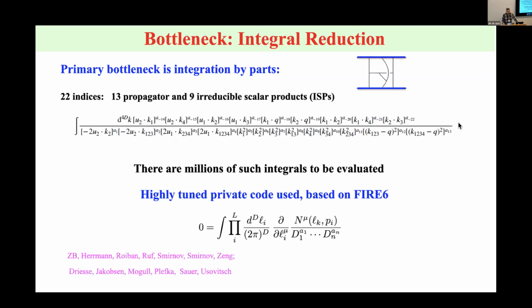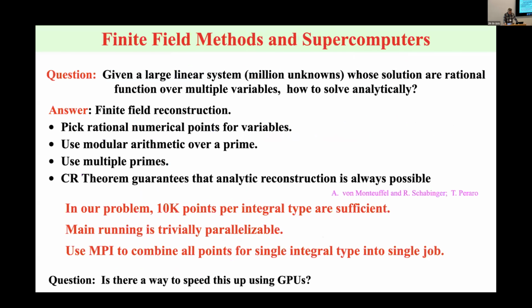The integrals we have turn out to be a function of 2 variables. And for those 2 variables, we have to have the exact analytic answer. Now you'd think that a supercomputer is not good for this because you're trying to do something analytically. But in fact, there's a magical way of doing this. It's the idea of finite fields. If you haven't seen this before, it's really cool.